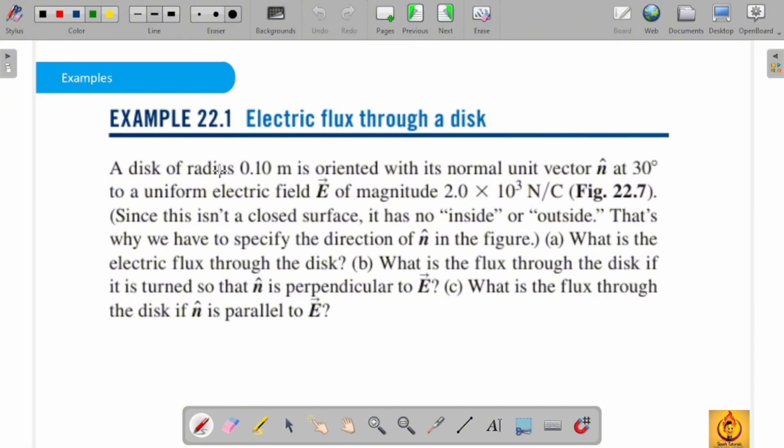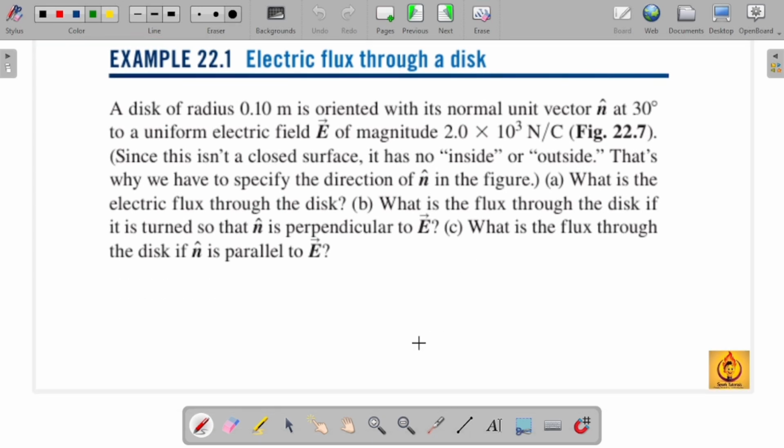A disk of radius 0.1 meter is orientated with its normal unit vector n at 30 degrees to a uniform electric field E of magnitude 12 times 10 to the 3 newton per coulomb. Since this isn't a closed surface, it has no inside or outside. That's why we have to specify the direction of n in the figure. What is the electric flux through the disk?